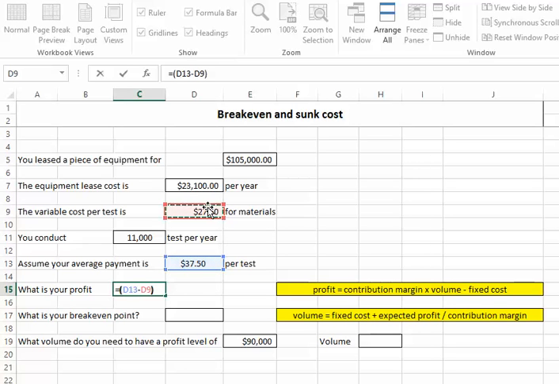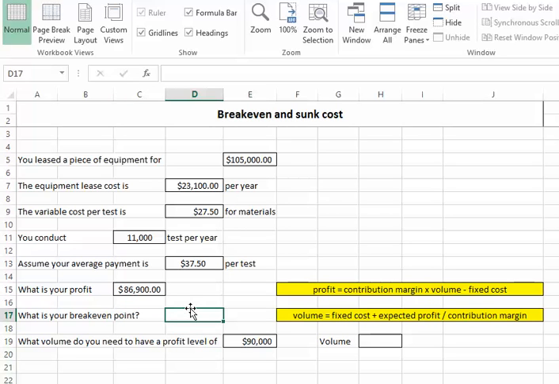We close the parenthesis, and then we multiply this by our volume, and our volume is 11,000 units, and then we subtract our fixed cost. And our fixed cost is the $23,100. We hit enter, and we get a profit of $86,900.